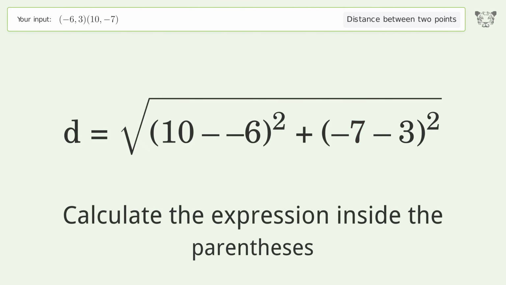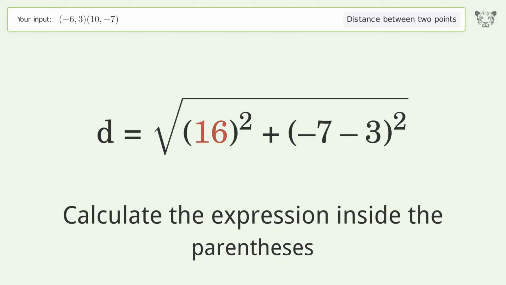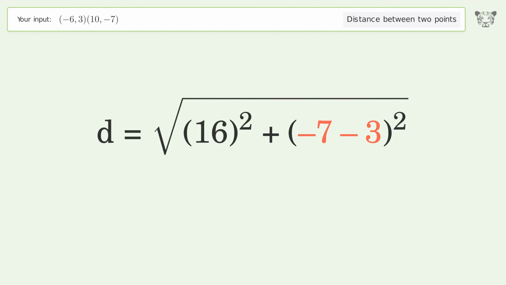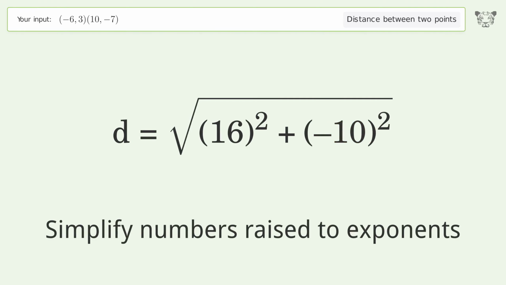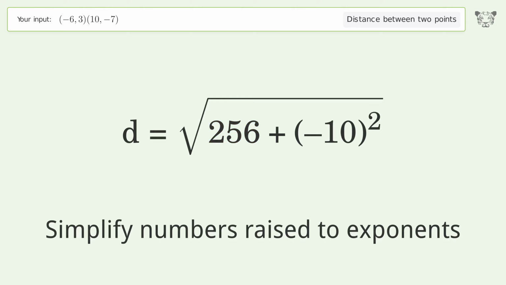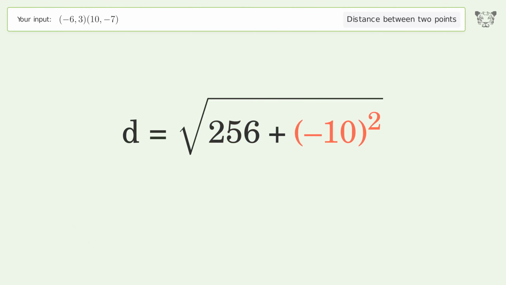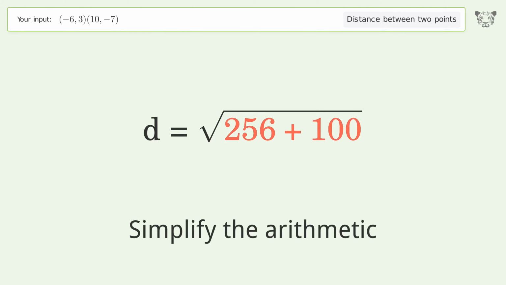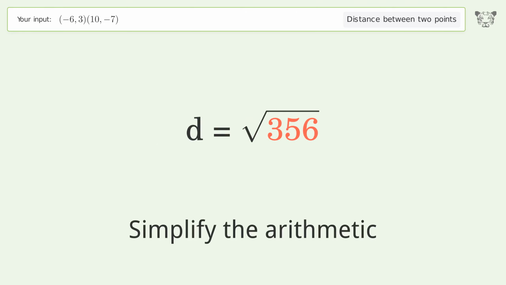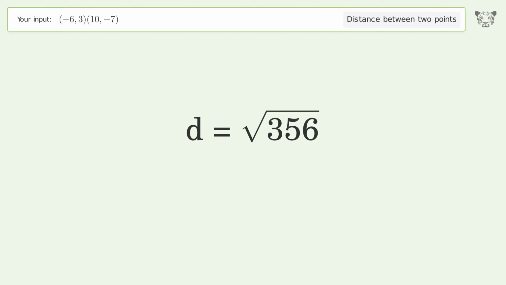Calculate the expression inside the parentheses. Simplify numbers raised to exponents. Simplify the arithmetic. And so the distance between the 2 points is the square root of 356, or 18.868.